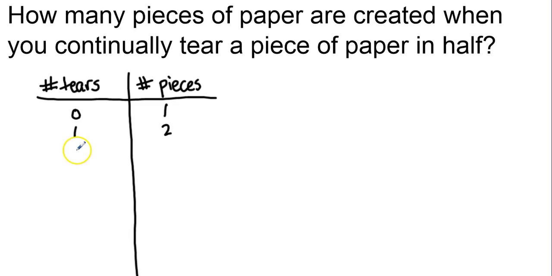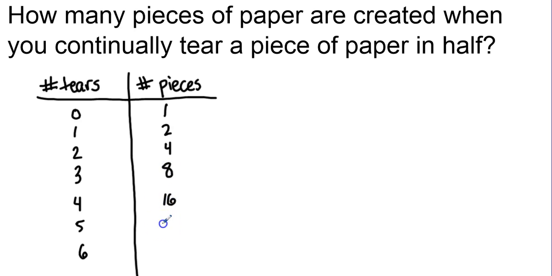Okay, so hopefully you took time to do that. And we can now record after 2, 3, 4, 5, etc. Let's go up to 6 tears. I don't know if you got that far, but to replay, we had 1 piece of paper after 0 tears, and then we tore it in half. We have 2. We tore each of those 2 in half. We got 4, etc.